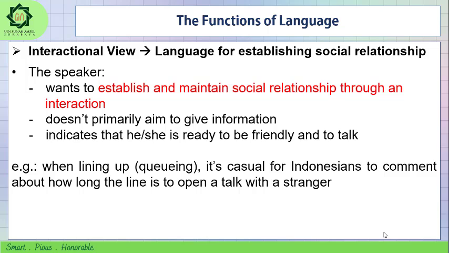Maybe he or she wants to kill the time or just wants to make a social relationship. That is the interactional function. Another example is in British English, it is casual to talk about the weather to a stranger. "Oh, nice weather, is it, right?" That is casual for British English.